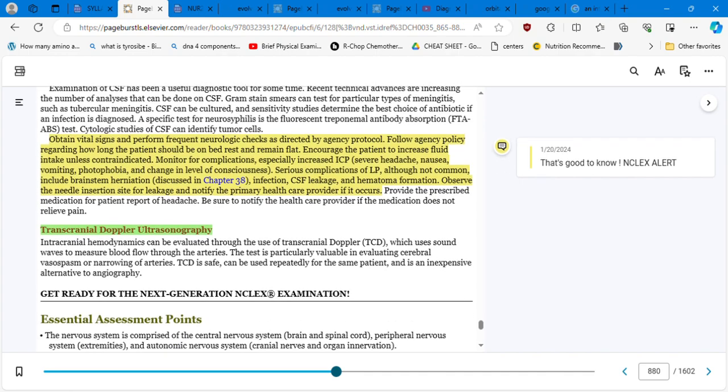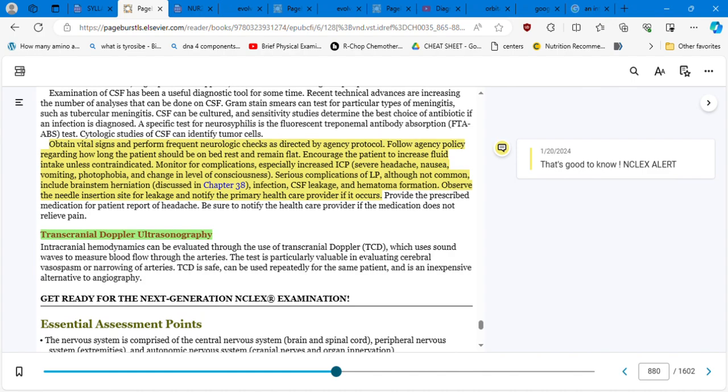And then you can get familiarized with your transcranial Doppler ultrasonography, okay? And that's all. That completes all the imaging part of this chapter, assessment of the nervous system.